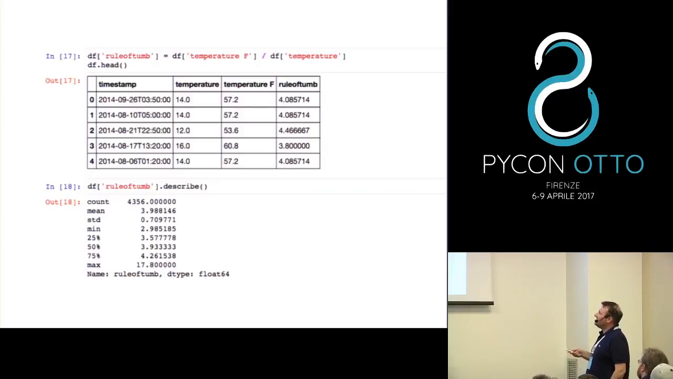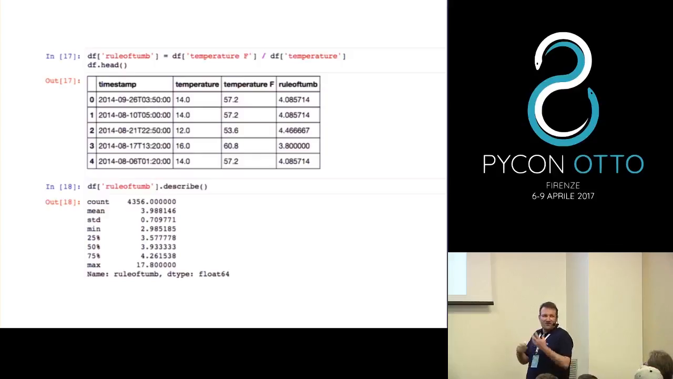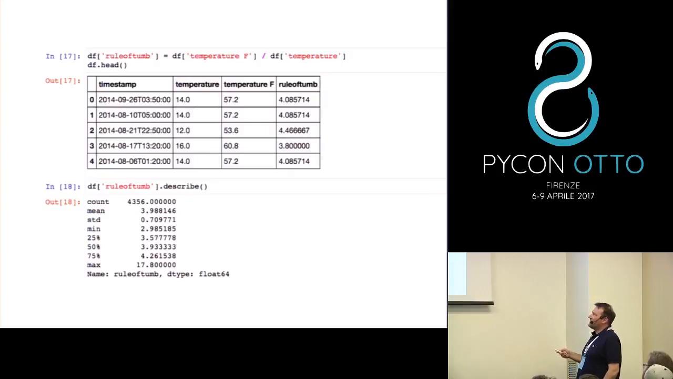Let's use the describe function. Describe provides statistical insights into a series, the basic statistical stuff. So we see we have 4,000 data points. 3.9 is our mean, which is good. It fits very well to a rule of thumb. We have a minimum, we have a maximum, and these are the quartiles, showing how the data is distributed. And we already see this is a little bit off, because the average is 4 and the maximum is 17. So let's take a closer look.